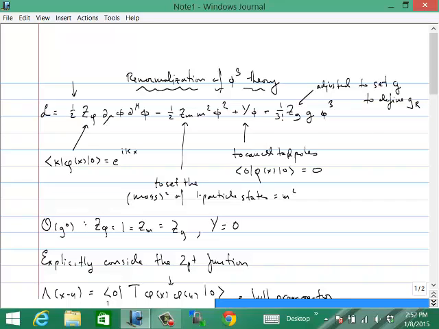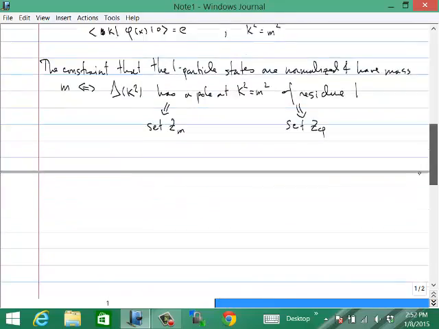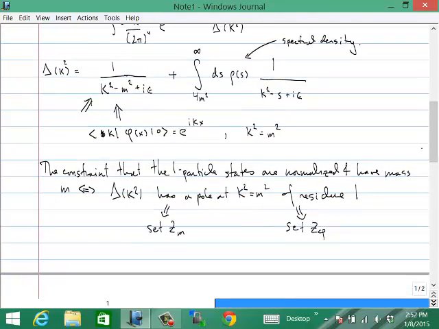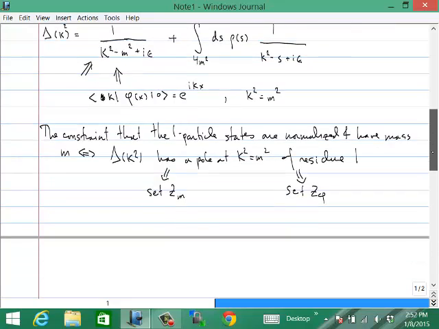Good. Really, the physical conditions that I'm imposing are the definition of what I mean by the mass and the definition of what I mean by the field operator phi. I'm declaring that phi creates a one particle state which is unit normalized. And I'm declaring that it creates a one particle state with mass m. Good. Okay.